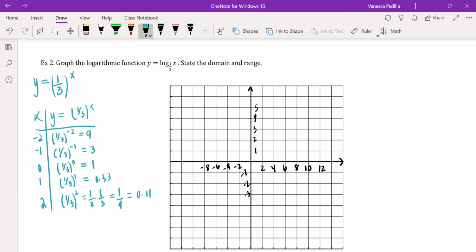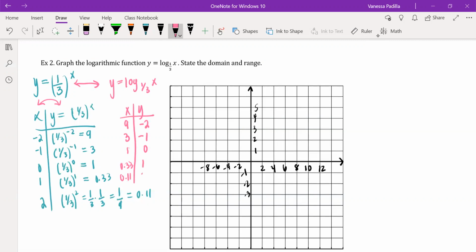All right, so now to find y equals log base 1/3 of x, we're going to go ahead and switch our x's and our y's, because remember, these are inverses of each other. So (9, -2), (3, -1), (1, 0), (0.33, 1), and (0.11, 2). So we'll go ahead and graph that.